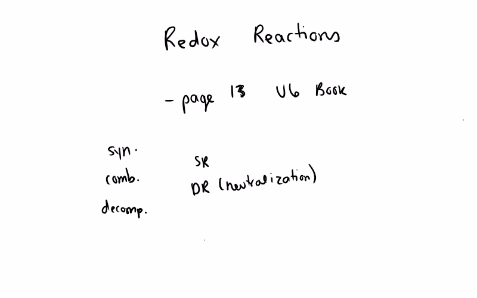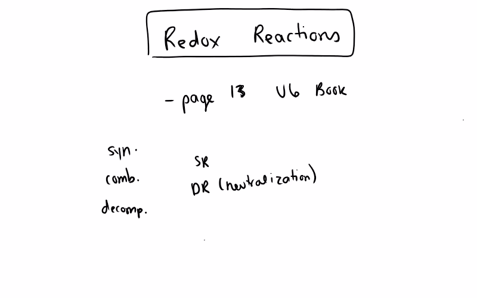Now, in order to recognize a redox reaction, what we're going to be learning about today, you actually have to do a little bit of work. So you cannot simply look at a reaction and tell if it's redox, okay? A lot of the reaction types we've already covered, like synthesis, decomp, single and double replacement, are also considered redox reactions, okay? So what we're going to go through today in our unit book is how to know when a reaction is a redox reaction and what that means is taking place.